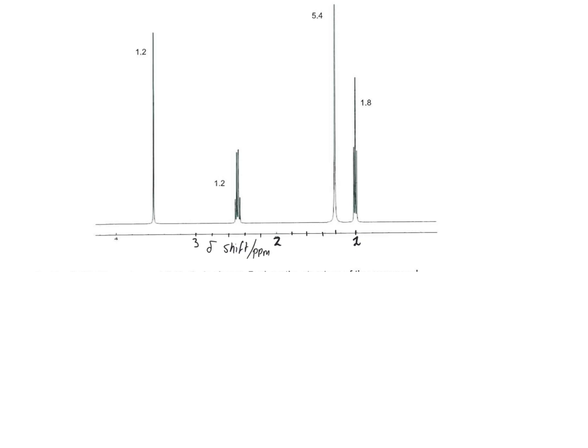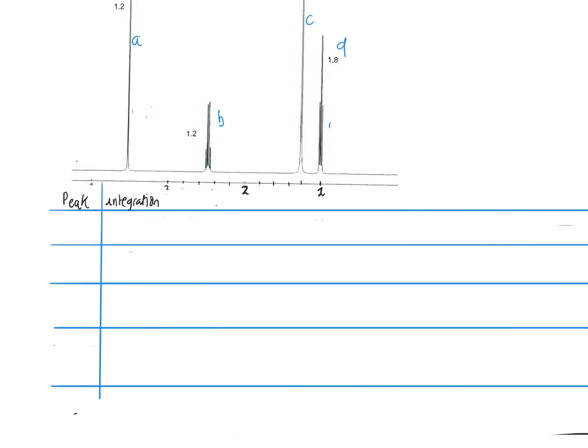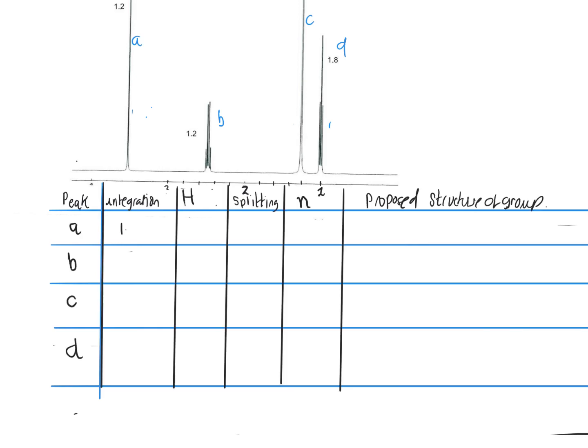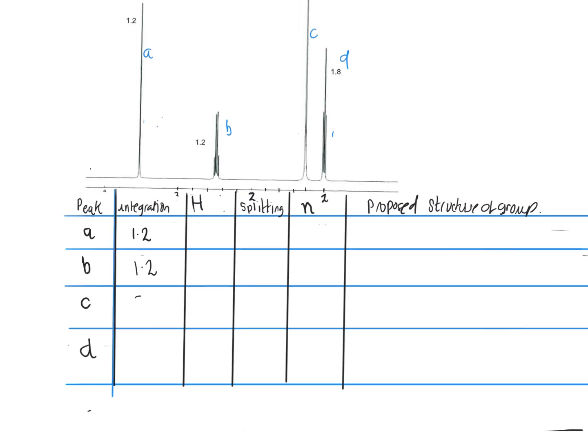The best thing to do to deduce the structure is to take down all of the information and put it into a table. In this spectrum, we've been given the integration, so I'm going to put those numbers in. Peak A, we've got an integration of 1.2. Peak B is an integration of 1.2 as well. Peak C has got an integration of 5.4. And D has got an integration of 1.8.